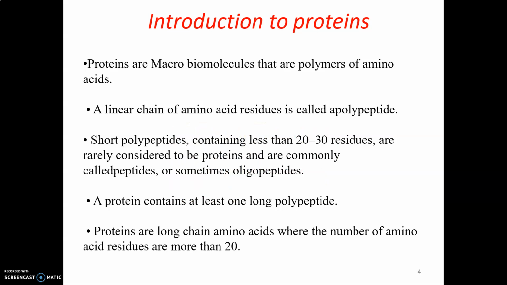Before understanding the metabolism of protein, we will see now what are proteins. As I told just now, proteins are macromolecules and they are the polymers of amino acids. So you have learned right from your high school chemistry, large number of amino acids combined together to give you proteins. A linear chain of amino acid residues is known as a polypeptide. So a protein contains at least one long polypeptide. And proteins are long chain amino acids where the number of amino acid residues is more than 20.